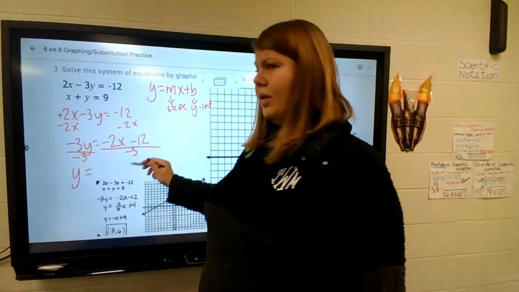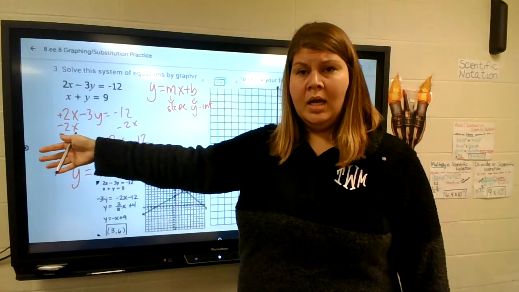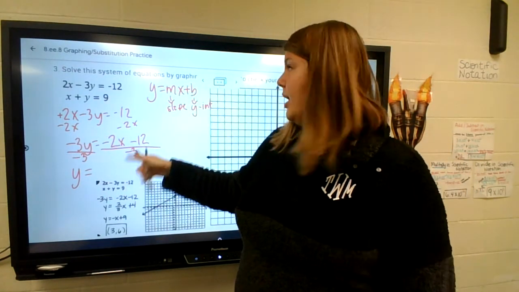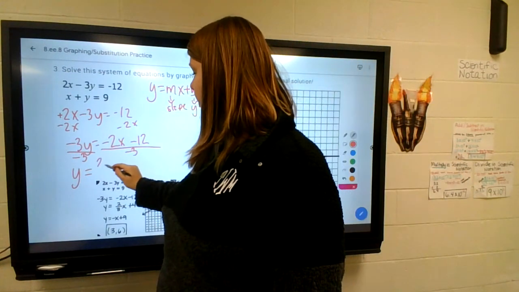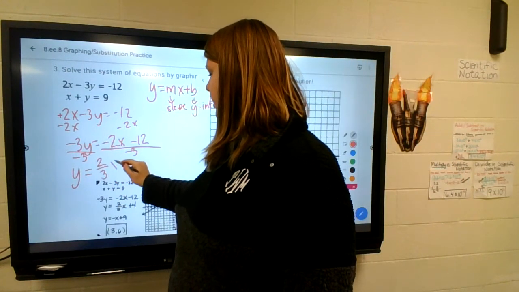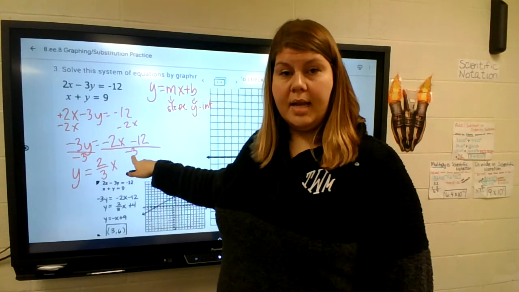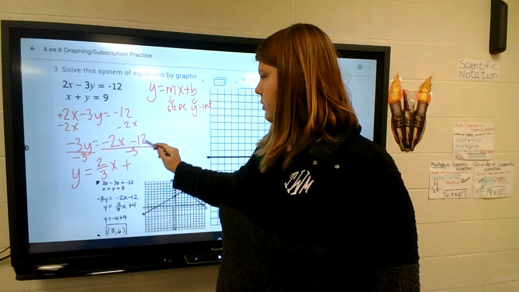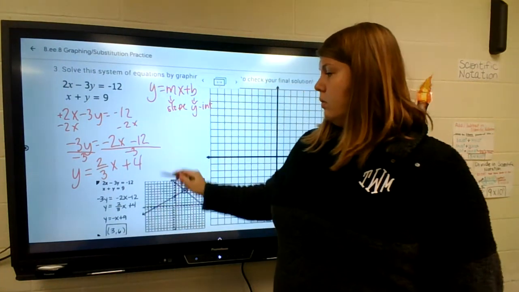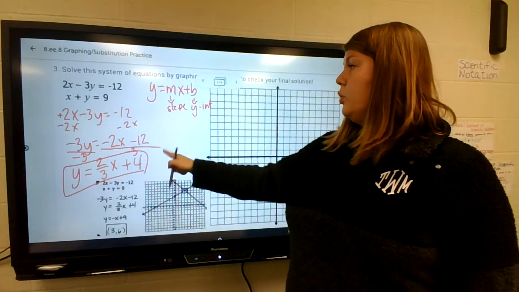But then 2 over 3, if I actually divide that out and do that in the calculator, it's going to give me a repeating decimal, right? Leave it as a fraction because remember, that's your slope and you want that to be that rise over run. Okay, so that's going to be a positive 2 over 3x. And then I need to look at negative 12 divided by negative 3. Well, negative divided by negative is positive. 12 divided by 3 is 4. So there's one equation that I am going to graph.